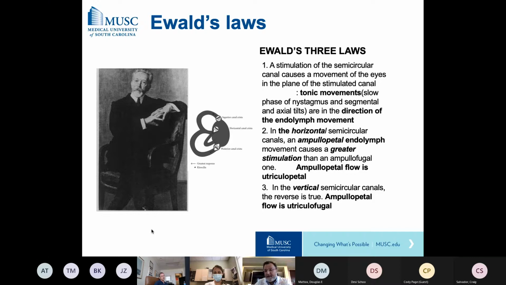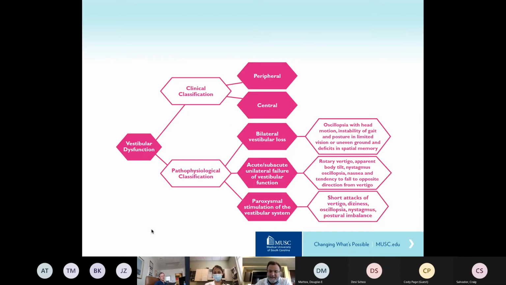And those slow phase eye movements are always in the direction of the endolymph movement. The second law of Ewald is that in the horizontal semicircular canal, a flow of endolymph toward the ampulla causes a greater stimulation than a flow of endolymph away from the ampulla. Whereas in the posterior semicircular canal, the reverse is true. A flow of endolymph toward the ampulla will cause less of a stimulation than a flow of endolymph away from the ampulla. And the one thing that we see that basically illustrates this law is BPPV, and we'll get to it in a second.